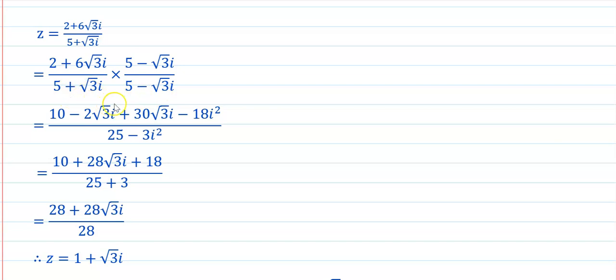This is (a plus b) into (a minus b), that is, you will get a square minus b square. Means what? Root 3 i bracket square, then you will get 3 i square.